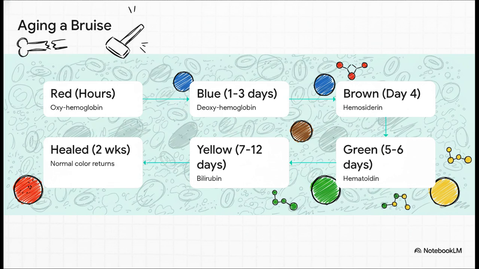Figuring out how old a bruise is? Another super high-yield topic for your exams. It's all about the chemistry of hemoglobin breaking down. Right at the beginning, it's red because of all the oxygen in the blood. Then, as it loses oxygen, it turns blue. After that, the body's cleanup crew gets to work, and you get this whole cascade of colors. It goes brown from hemosiderin, then green from hemosiderin breakdown products, and finally yellow from bilirubin. After about 2 weeks, it's gone. A great little mnemonic to remember this is RBBGYN.